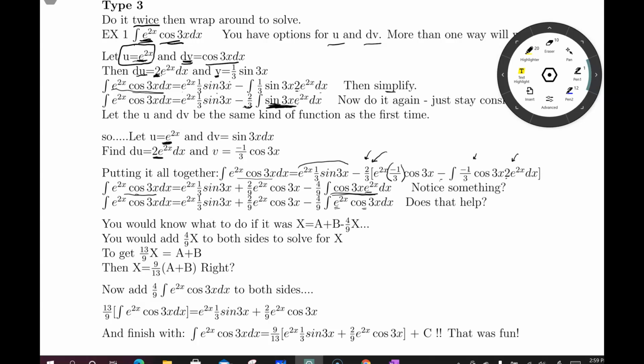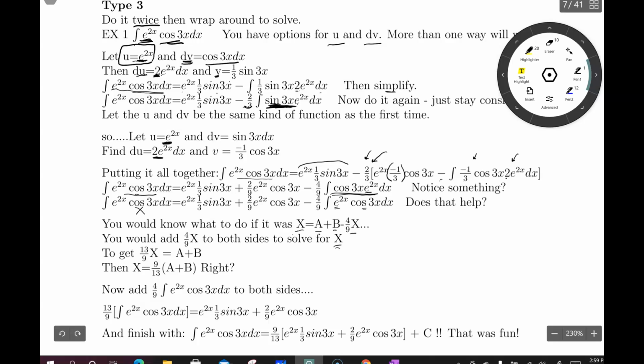So what if I had this? If I had x equal a plus b minus 4/9 x, and I was trying to solve for x. What you would do is add 4/9 x to both sides. So 4/9 x plus 1x would give me 13/9 x, equaling a plus b, and then I would multiply by the reciprocal.